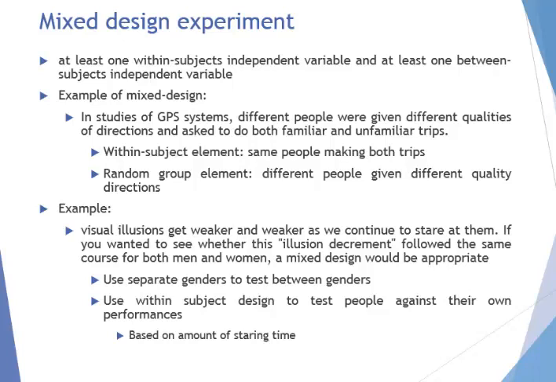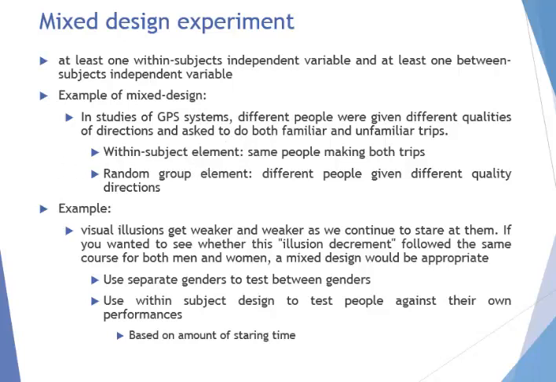I think these were in the days when people weren't so familiar with using GPS systems. They were given good directions and they were given bad directions, and they saw how well the GPS system would help them navigate through the system. Within subject element would be the same people making both trips. And a random group element would be different people given different quality directions.